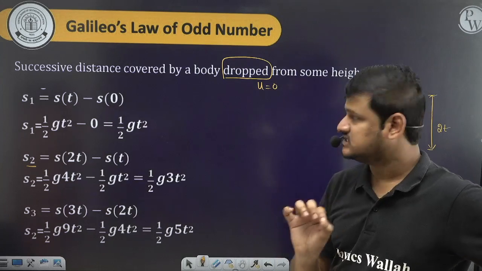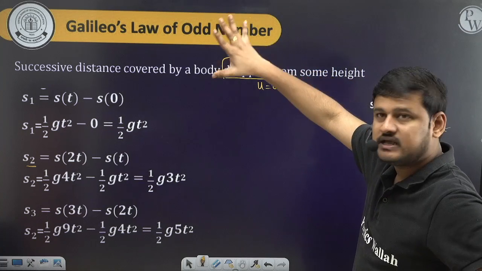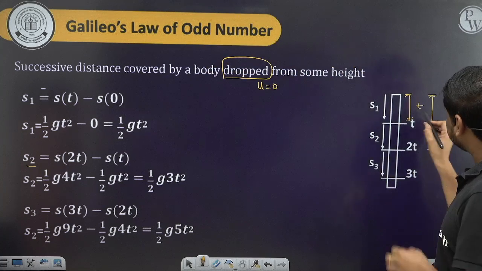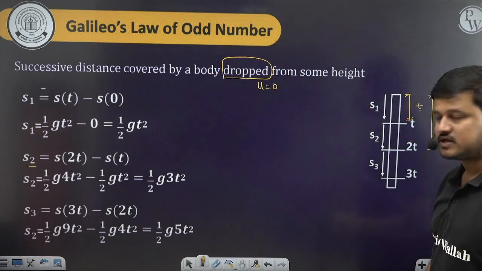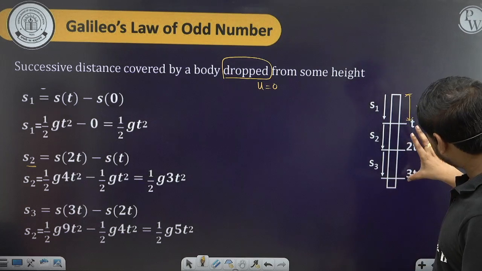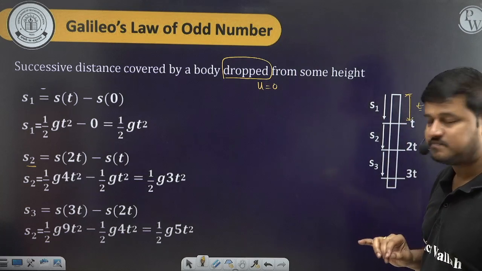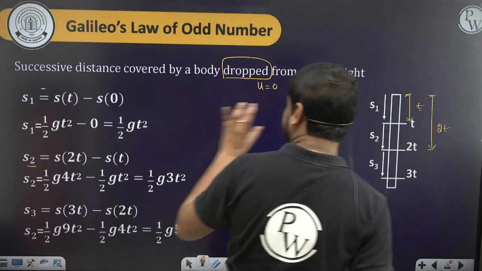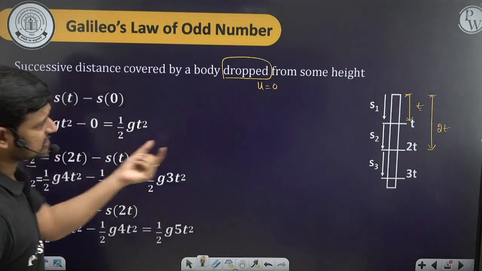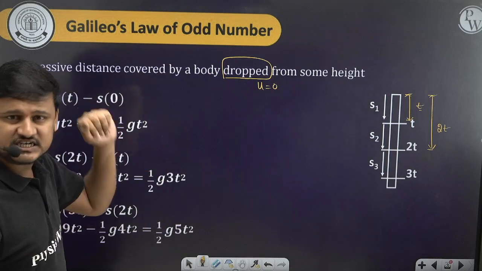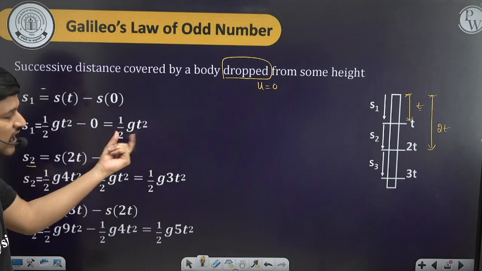The simple logic is, when a freely falling body or a body is dropped, the distance covered by it in t seconds, let it be s1. In total 2t seconds, let it be s2, and in total 3t seconds, let it be s3. That's what we assumed. Now the distance covered in the first t seconds, s1, equals distance covered in t seconds minus distance covered in 0 seconds. So we got half g t square.